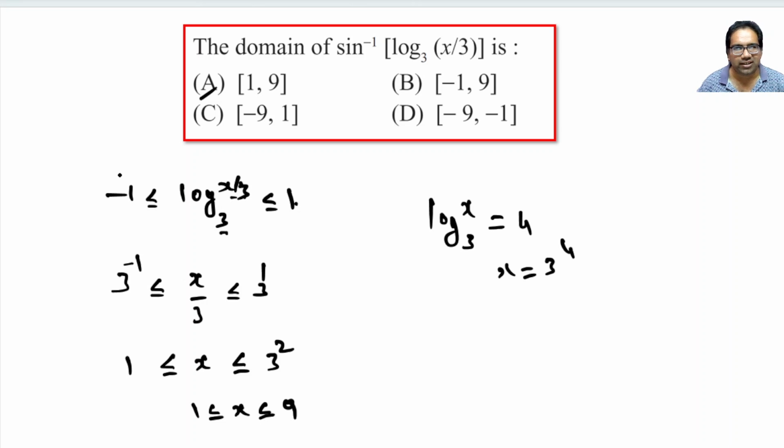The only trick here is to identify that the argument of sine inverse lies between minus 1 and 1, and then doing simple algebraic manipulation. Okay. We just need to be a little careful here. The log of x by 3 is defined only when x by 3 is positive, right? So here anyway we don't need to worry because x is anyway positive. Otherwise we need to be a little careful when we are dealing with logs, right guys?